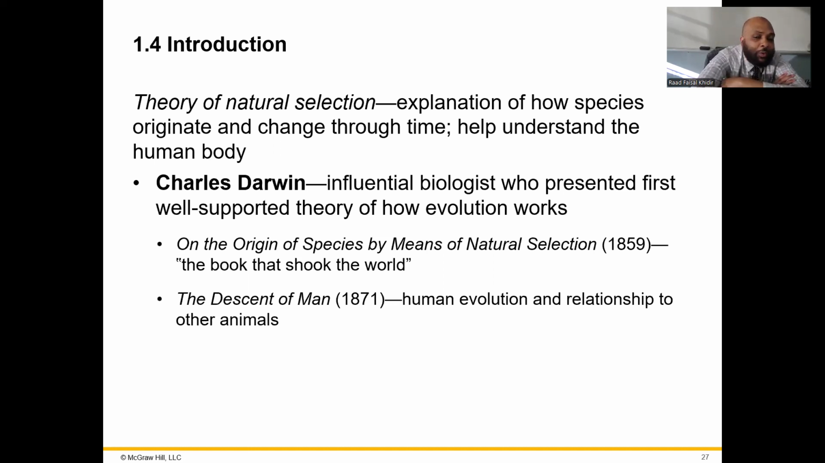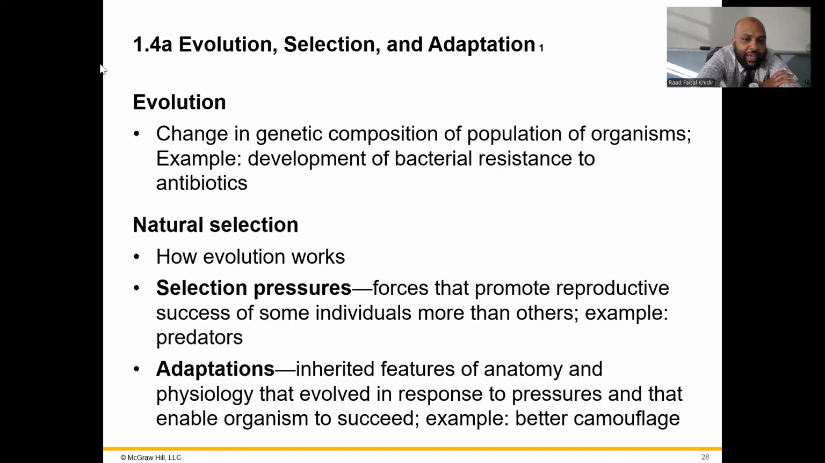So Charles Darwin is the pioneer and the influential biologist of this field. He presented first a well-supported theory of how evolution works. His book is known as On the Origin of Species by Means of Natural Selection. And then he wrote another book known as The Descent of Man, which is human evolution and relationship to other animals.